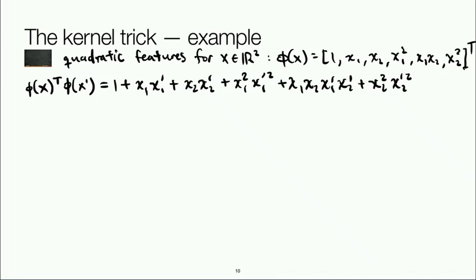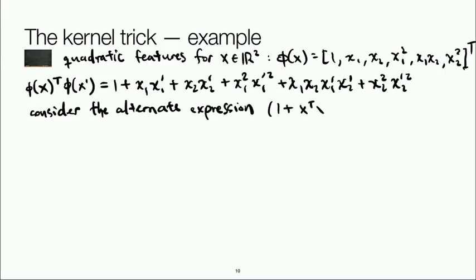However, what I want you to consider is the alternate expression, which is given by (1 + x transpose x prime) squared. Where did this expression come from? I don't know. Someone who was very smart sat down and figured it out one day. But I'm going to tell you why this expression is so special.